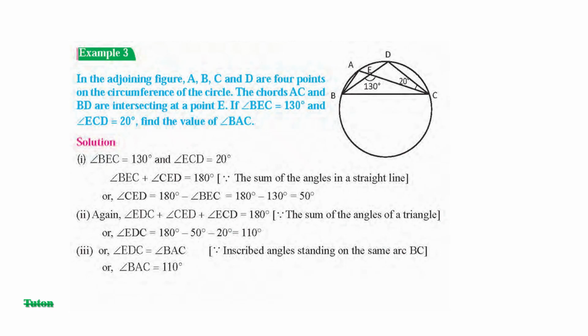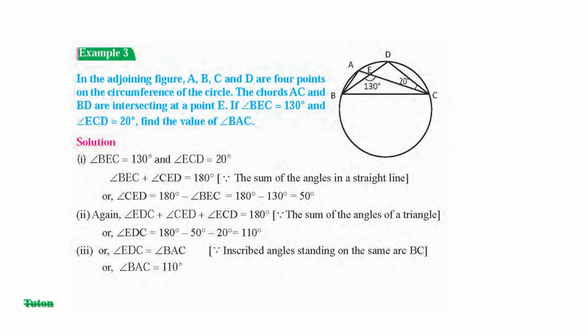Let us move on to example 3. Let's read the question first. In the adjoining figure, A, B, C and D are 4 points on the circumference of the circle. The chords AC and BD intersect at point E. If angle BEC is equal to 130 degrees and angle ECD is equal to 20 degrees, find the value of BAC. Here we have to find the value of angle BAC.